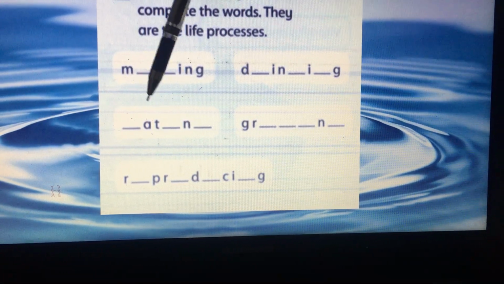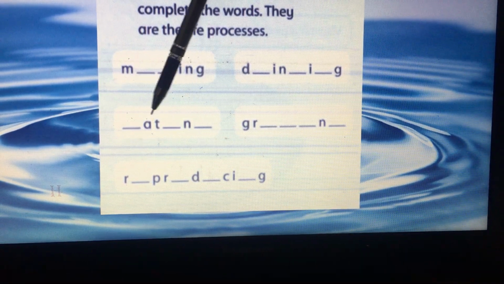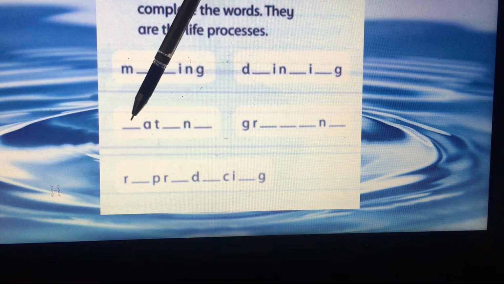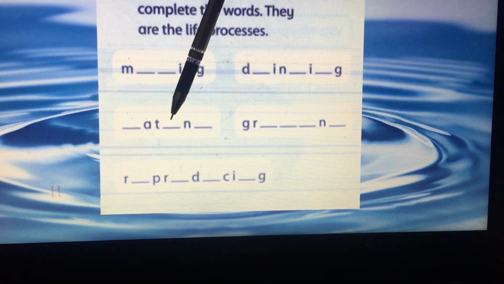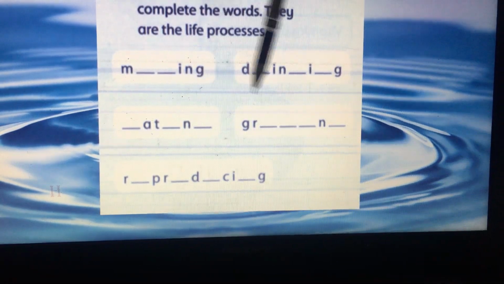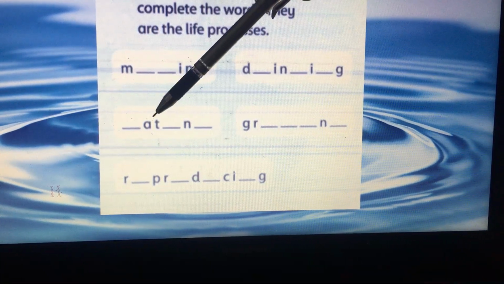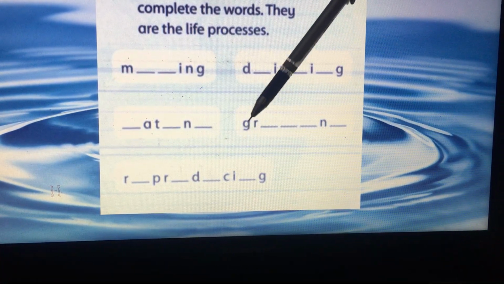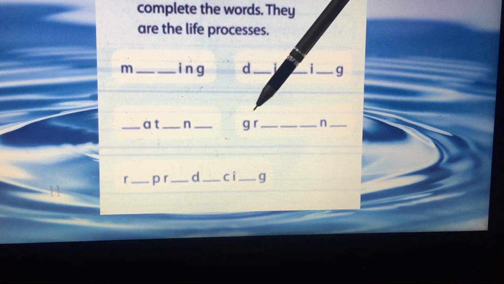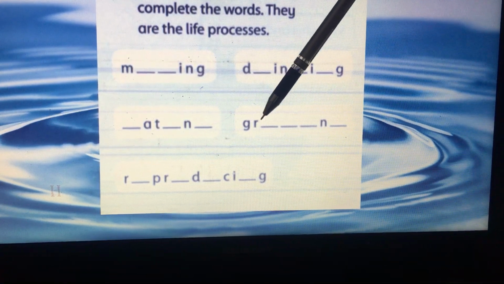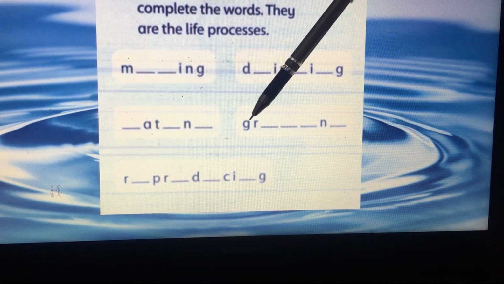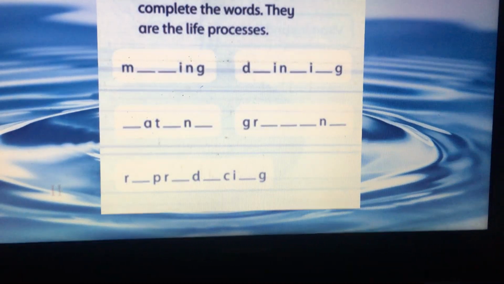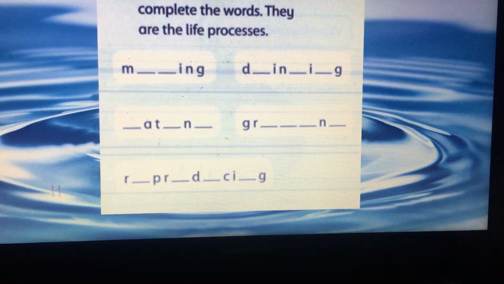Okay. Here, the word has two letters in the middle, A and T. So, if you remember, we have eating. E-A-T-I-N-G. Eating. So, write it alone. Okay, this word starts with G, R. What do you think? What is the life process that starts with G and R? Okay, growing. Growing. So please try to write it alone in your book.